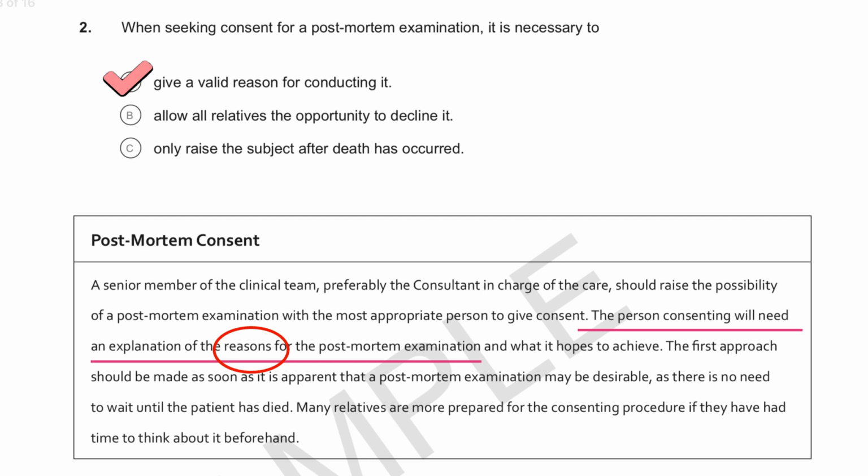But we want to make sure that it really is the correct answer, so let's move to letter B. Allow all relatives the opportunity to decline it. So we can eliminate this option because it is actually not mentioned in the text. And letter C, only raise the subject after death has occurred. But as we can read here, there is no need to wait until the patient has died. So C is also an incorrect option. So now we are sure that letter A is indeed the correct answer.